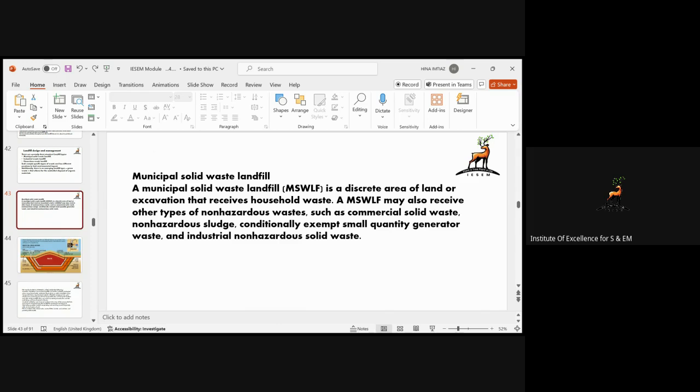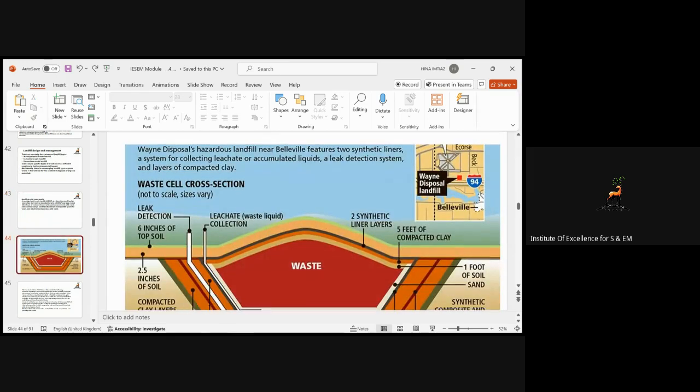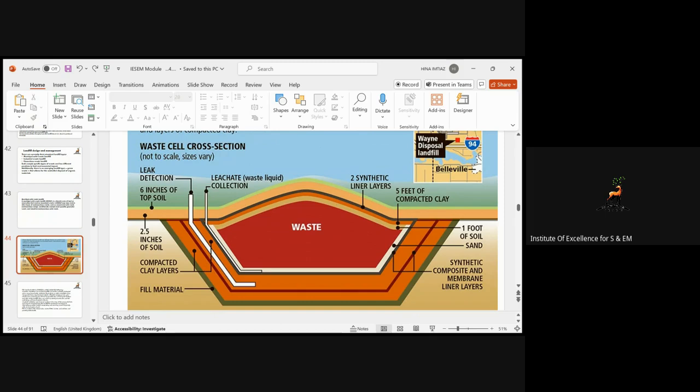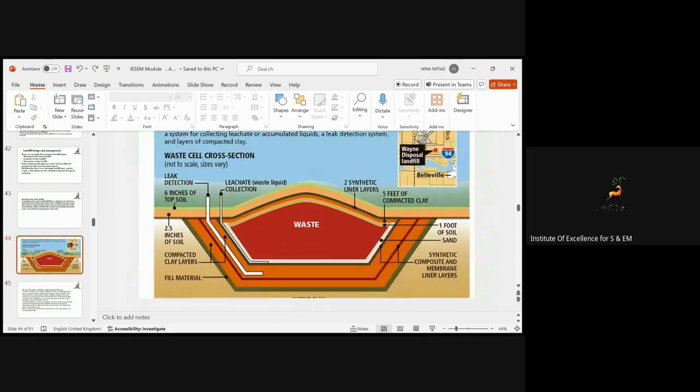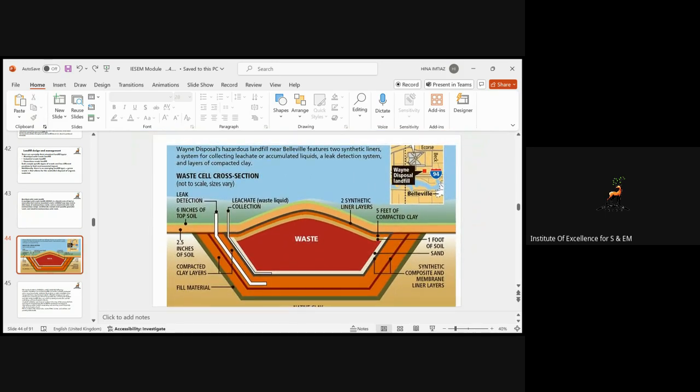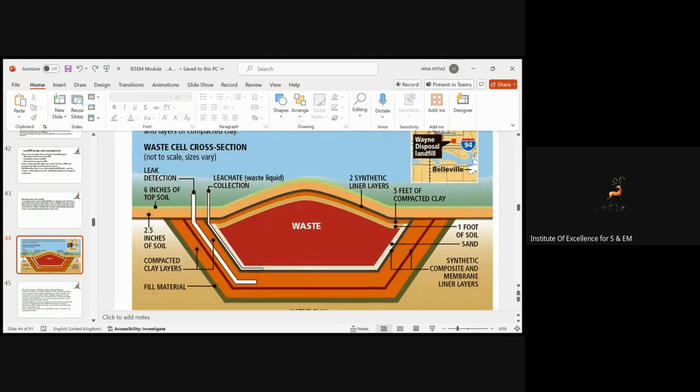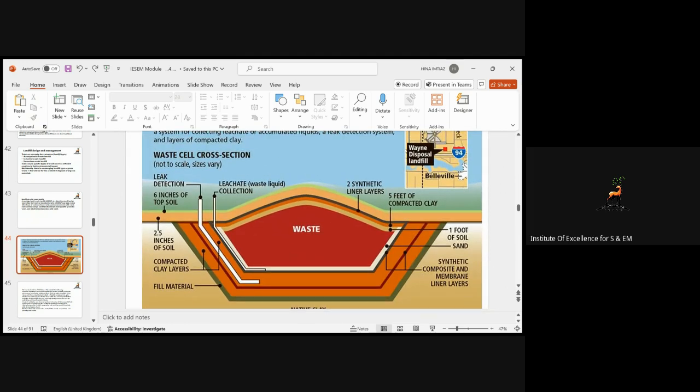This is an example in which you can see a waste disposal landfill design, which is situated in Dudley City of the USA. This is a design for that landfill, which has been installed in the USA. If you see, it has three liners and the waste has been enclosed in a very safe manner.